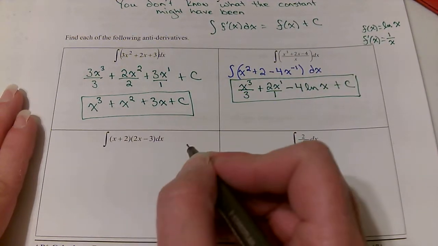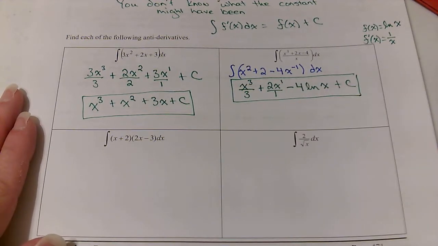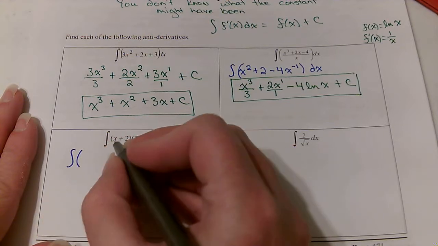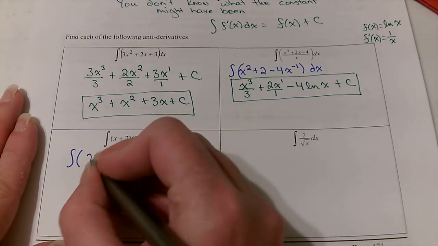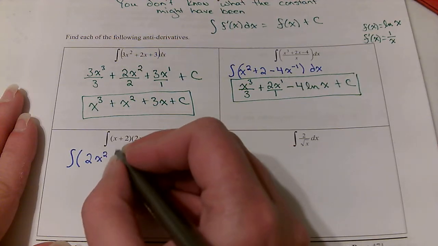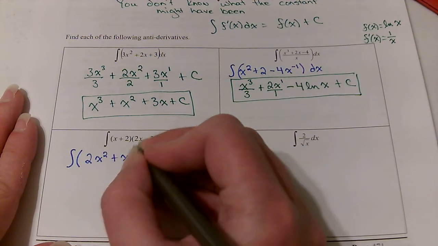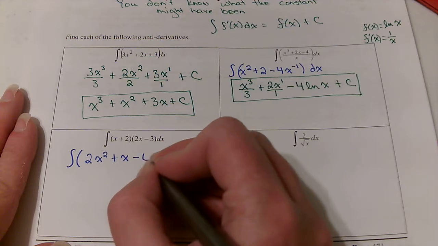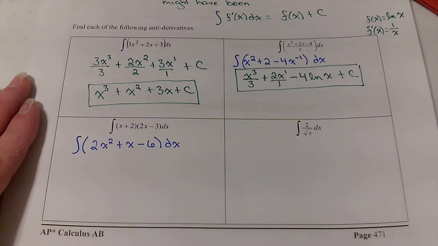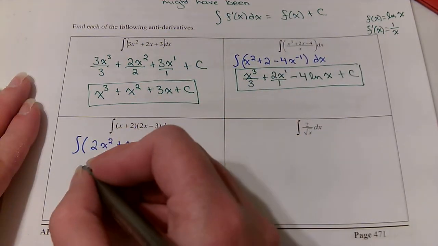I don't know a product rule for this. How about let's multiply it out? That'd be 2x squared, and then I'd have 4x and a negative 3x, so the middle term would be an x. 2 times negative 3 is negative 6. Now we can take the antiderivative.